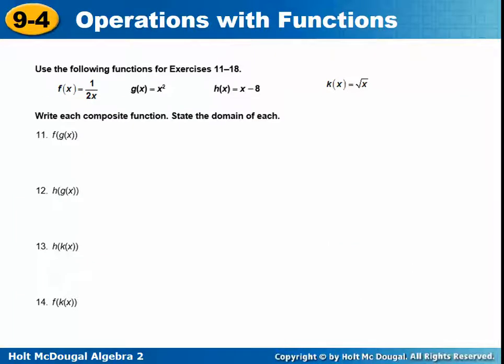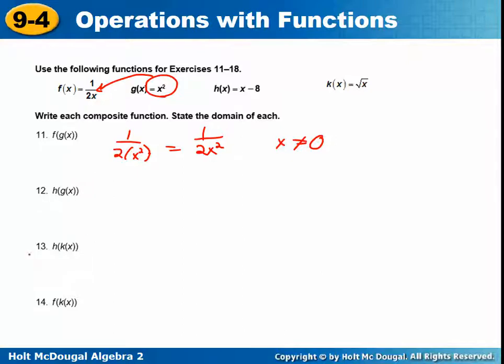Okay, time for some problems from your worksheet. So in the first one, number 11, f of g of x, g of x is equal to x squared. So we are going to use that for x in f of x. So we're going to have 1 over 2, and then stop before you write x, and instead of x, you're going to write x squared. Now, if you can simplify, simplify, but this one you really can't. The answer is just going to be 1 over 2x squared. X cannot be equal to 0 because then you would have 0 in the denominator.